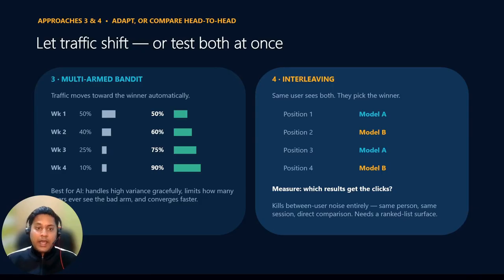Okay. The catch is it only works where you have a ranked list of multiple slots to fill. You can't interleave a single chat answer. There is only one slot. So bandit for general feature tests under uncertainty, interleaving whenever you have a list, right? And pinning when you just need a clean, cheap read. Okay.